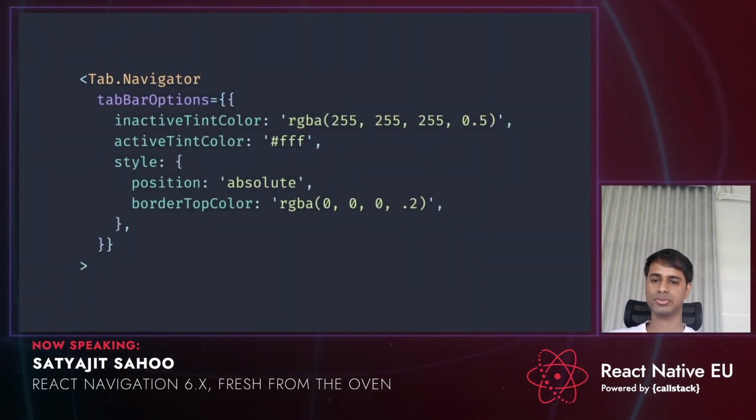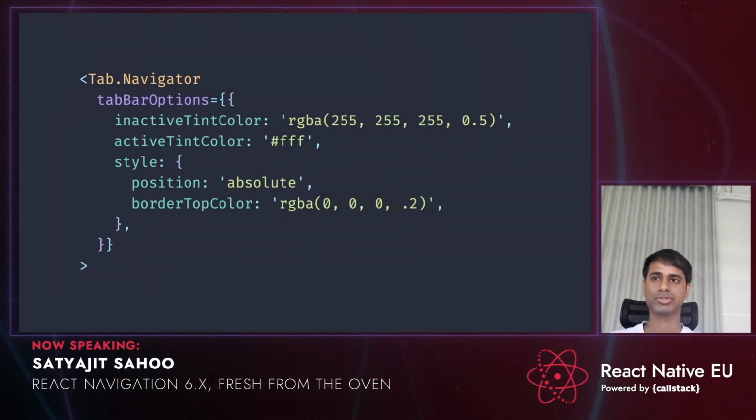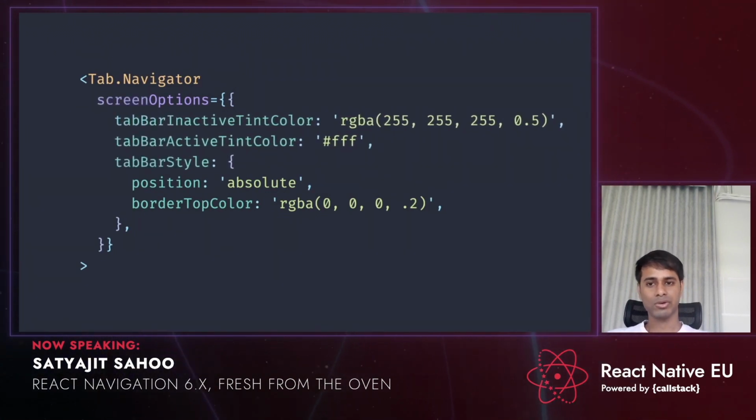So this is how we did it. We had the tabBarOptions property on the navigator before, and instead of using tabBarOptions, now they are part of screenOptions. So now you can pass all of these things inside screenOptions, but you can also specify them in the options prop of the screen. So screenOptions is the default for all of the screens in the navigator, and options will be specific to the screen where you're using it.